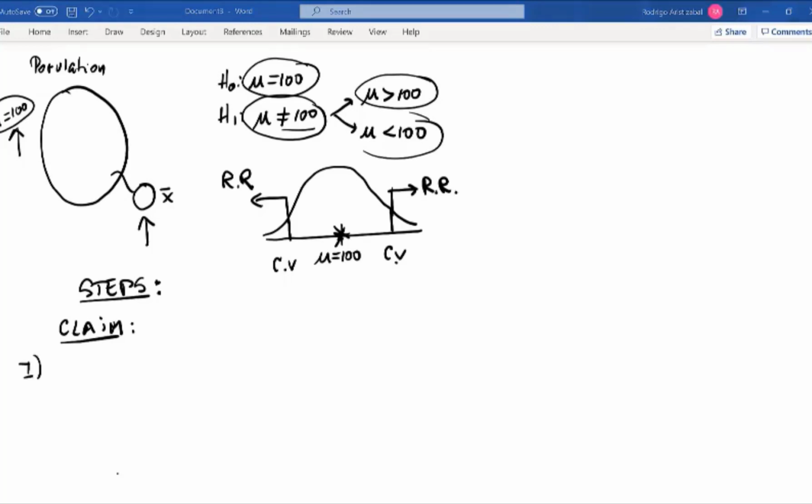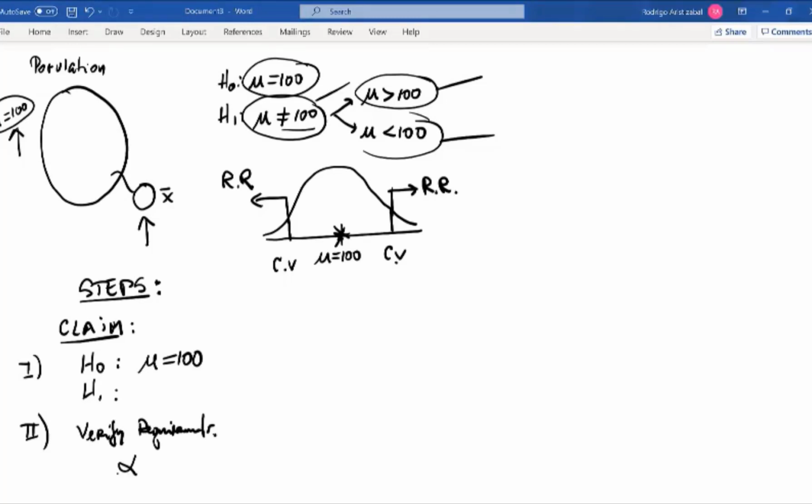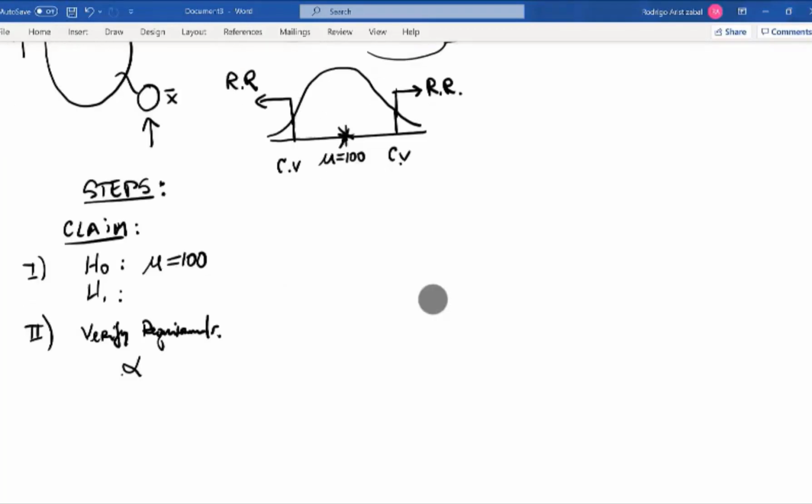Then after that, we need to determine which one is the null and which one is the alternative. Remember, the null states that there is no difference with respect to the previous study. Always have the equal. And the alternative could be any of these: two-tailed test, right-tailed test, or left-tailed test. In the next step, we need to verify the requirements, and we need to write the significance level alpha or type 1 error, which is given in the problem.